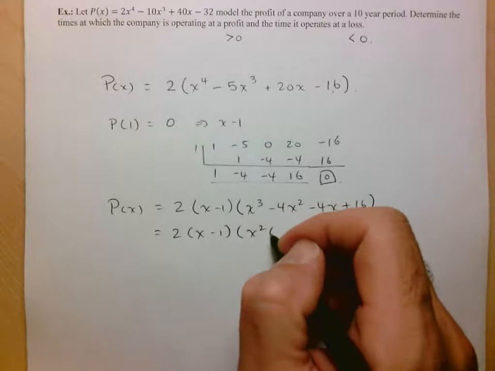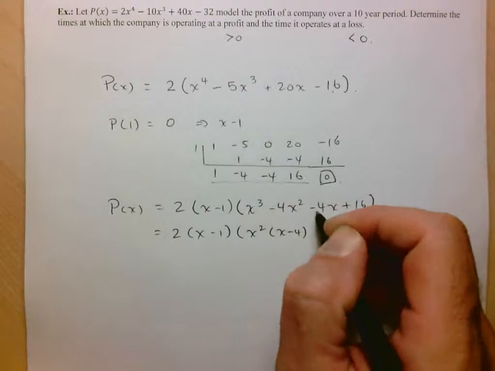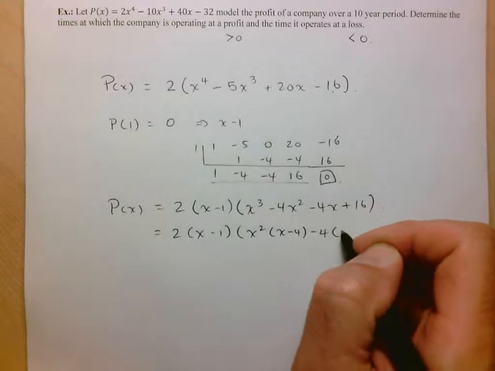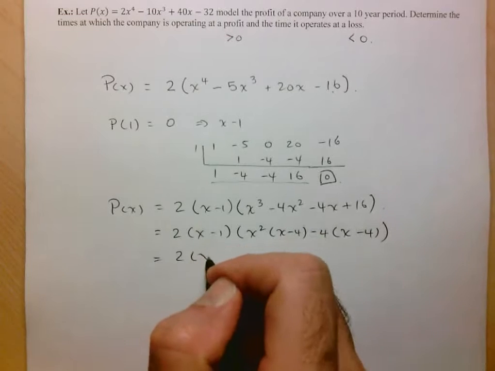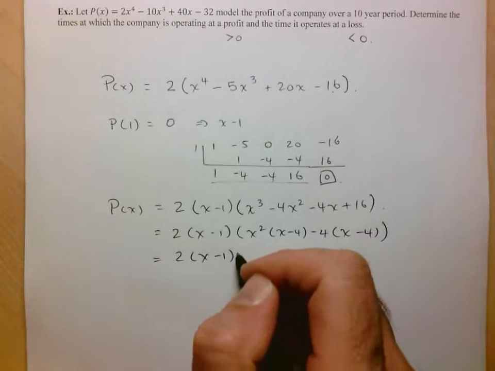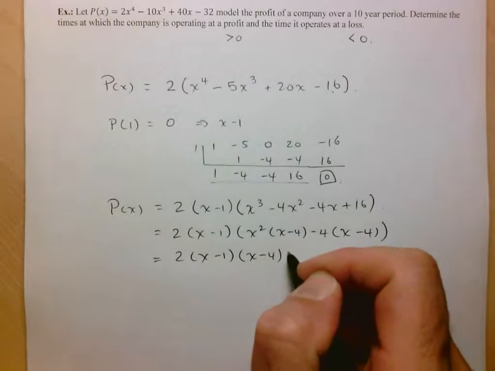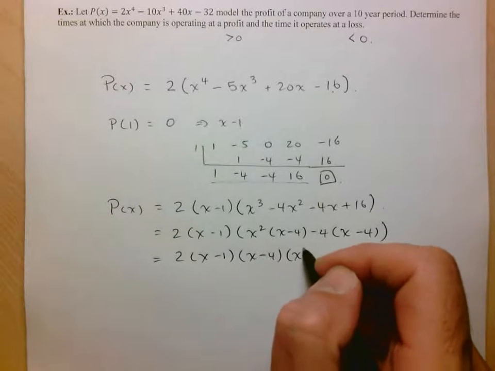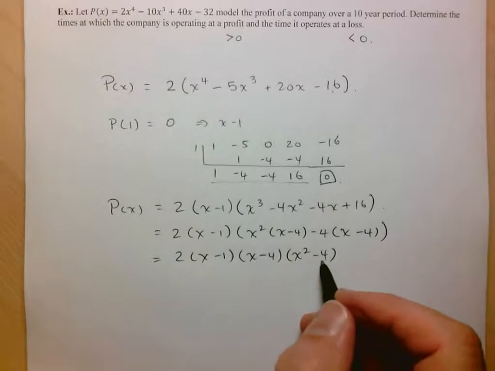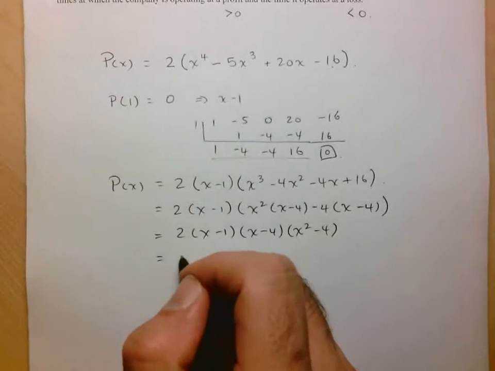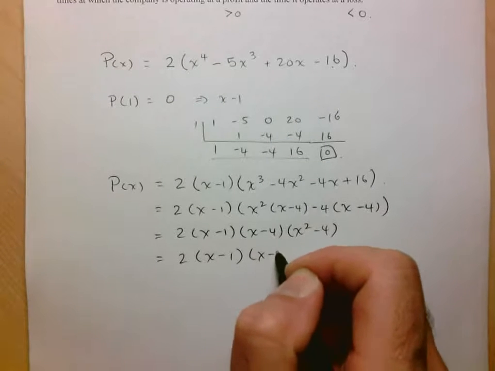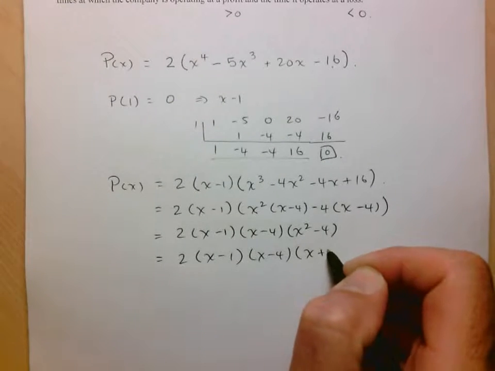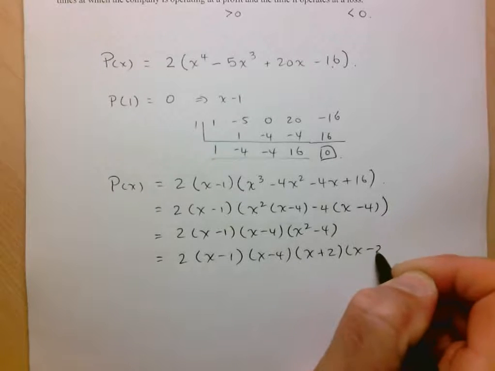So take out the x squared, we're left with x minus 4. Remove a negative 4, and we're left with x minus 4. Okay, so we keep going until we've factored it completely. So x minus 4, and here we're left with x squared minus 4, which of course is a difference of squares. So this actually factored out quite nicely. This just becomes x plus 2, x minus 2.